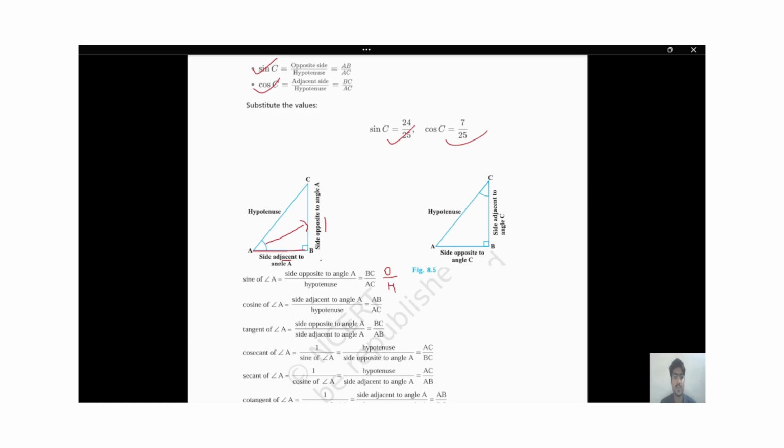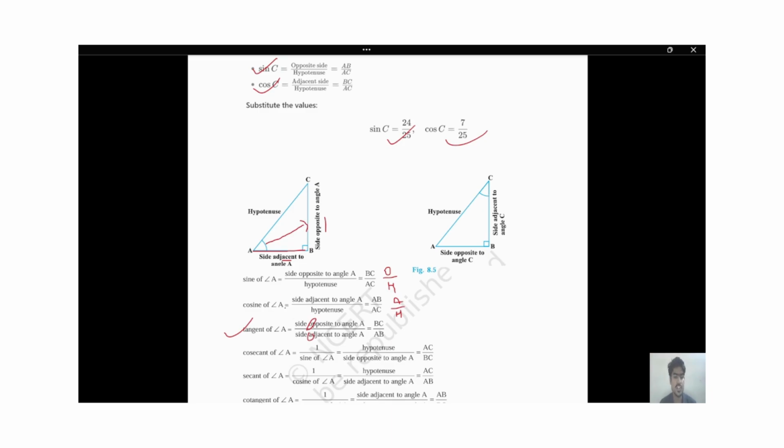But when the function of cos comes in, it takes the adjacent side and hypotenuse. As you can see, right? This is sine of angle A. So we see the opposite side divided by the hypotenuse, so BC divided by AC. Similarly for cosine, you can see this is AB and AC. For tangent it takes one opposite side and one adjacent side.